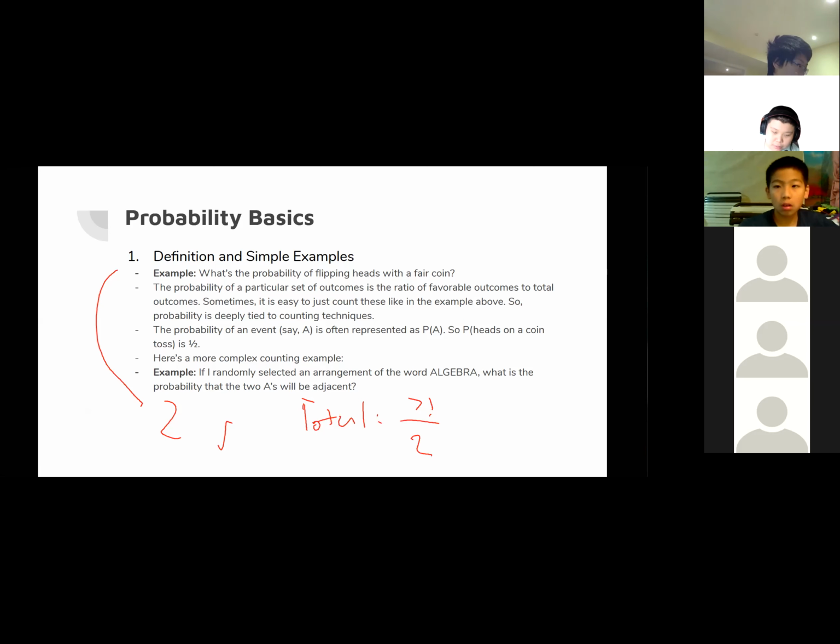Okay, well, the way you do this is, remember, you just have to count the number of ways you can. Okay, I'll wait a second.